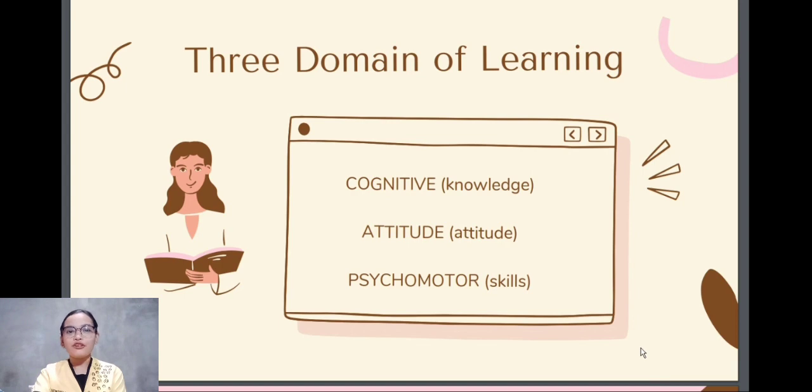Now, in assessment, there are three domains of learning. These three domains are being put into consideration. First is the cognitive, which refers to the mental skills of the students and can also be classified as knowledge. Next is the affective, the growth of feelings and emotional areas of the students, which can also be considered as attitude. And lastly is the psychomotor, or the manual or physical skills of the student. All of these three domains are being put into consideration when creating an assessment for the students.